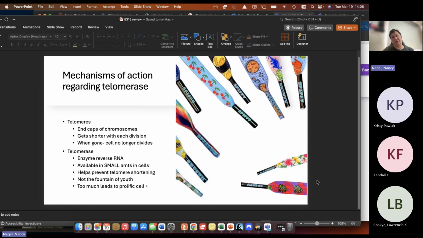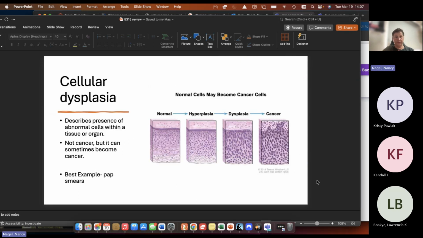Now, they are available in all somatic cells to a small level, and that's the way it should be. When they occur in larger levels, that's when we end up having cancer. So what they do is they rebuild the DNA, and as they do that, they make the telomere longer. That allows it to keep dividing. But if that happens too frequently, too much, that's when a cancer gene has been turned on, and that leads to prolific cell division. All right, let's jump on to a new one.